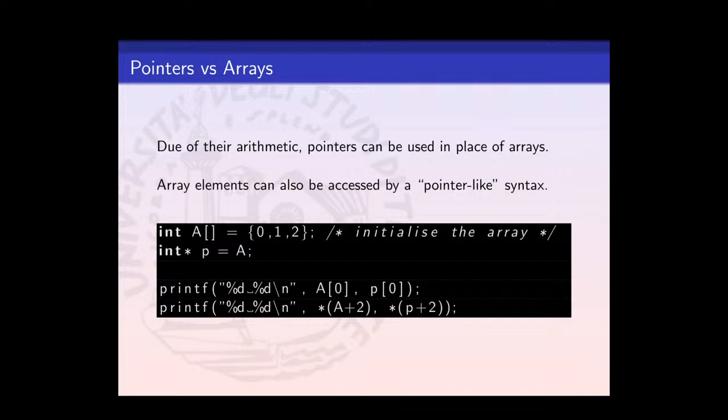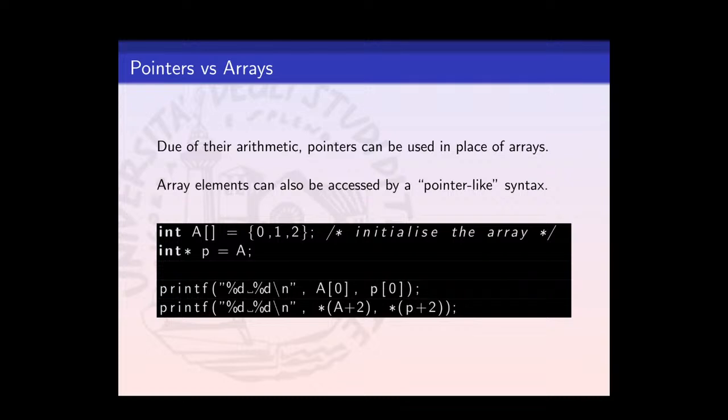Okay, because of this, we can use pointers in place of arrays. Why? Because we can use pointer arithmetic to simulate, in some sense, arrays. And you can see it from this slide. So let's assume I've declared and filled an array with 0, 1, and 2.